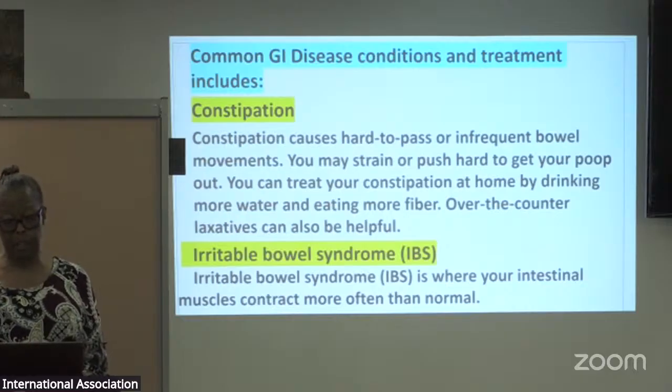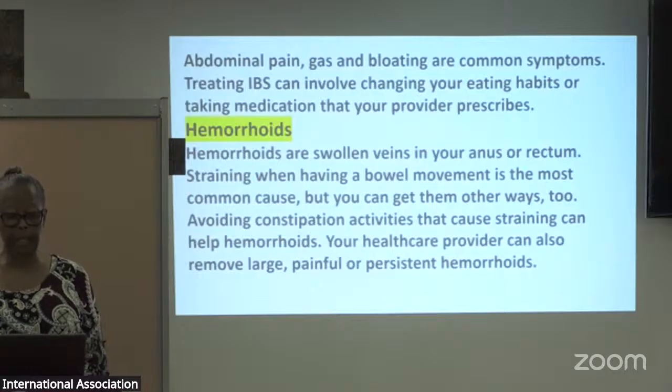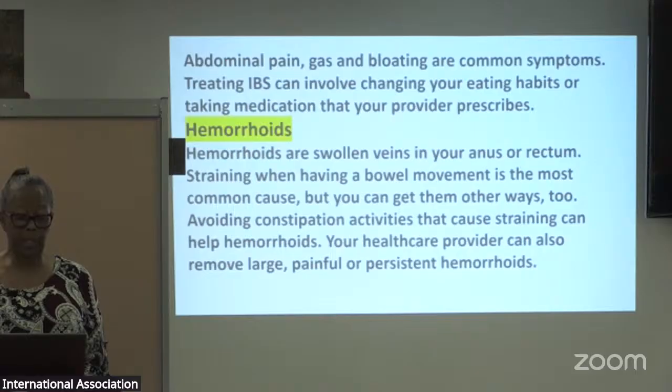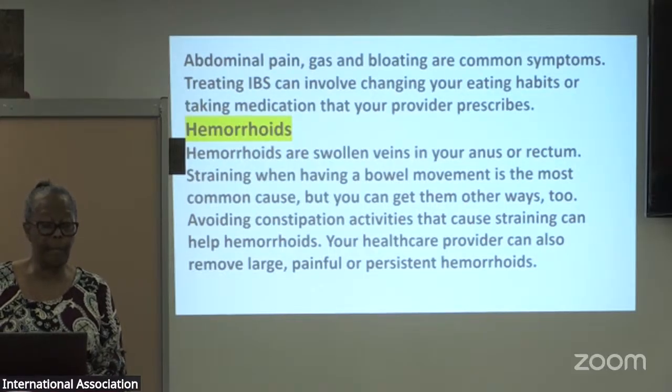Irritable bowel syndrome, IBS, is where your intestinal muscles contract more often than normal. It causes abdominal pain, and gas and bloating are common symptoms. Treating IBS can involve changing your eating habits or taking medicine that your provider prescribes.